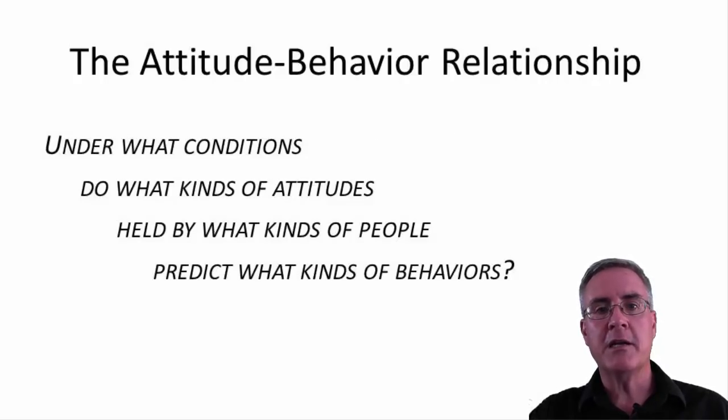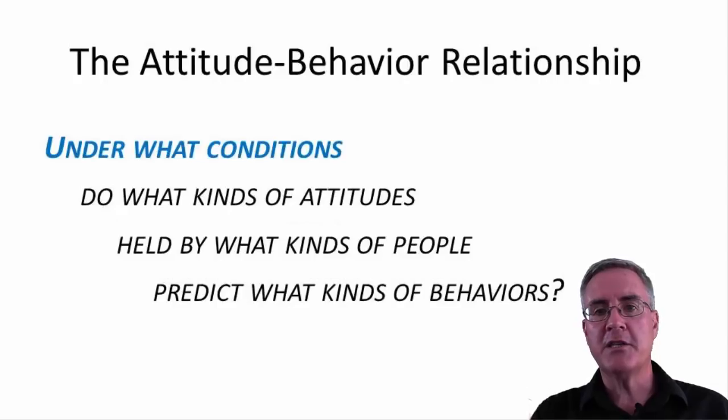Here's a better question. Under what conditions do what kinds of attitudes, held by what kinds of people, predict what kinds of behaviors? Time does not allow us to review all the research relevant to this question, but let me provide you a few examples for each part of the question. With regard to conditions, research suggests that your attitudes are less likely to be related to your behavior when you feel social pressure to behave in a particular way.